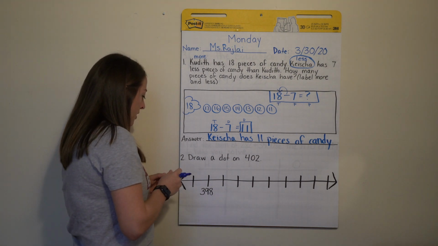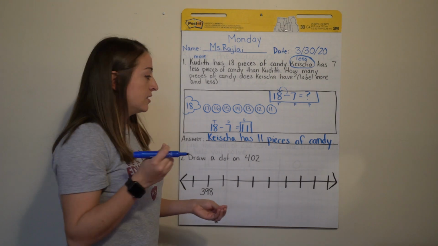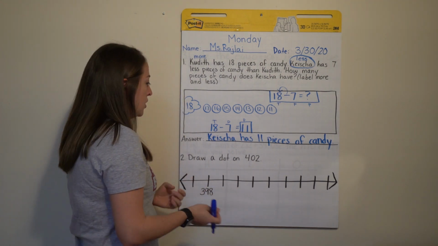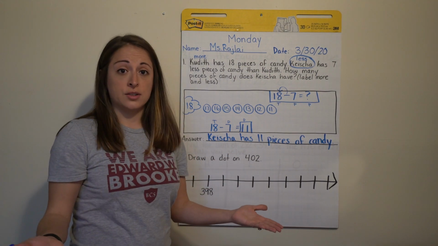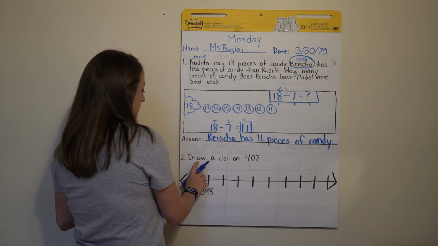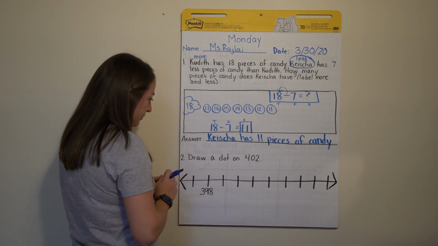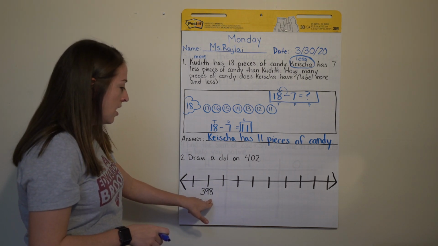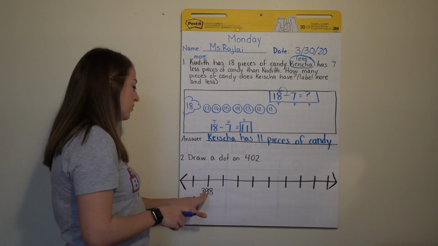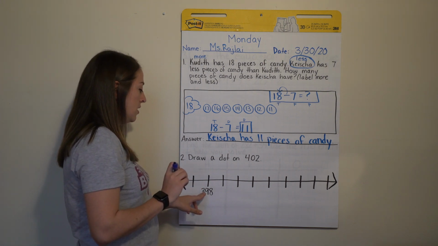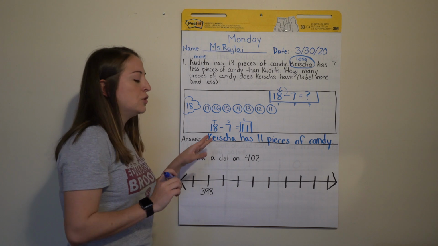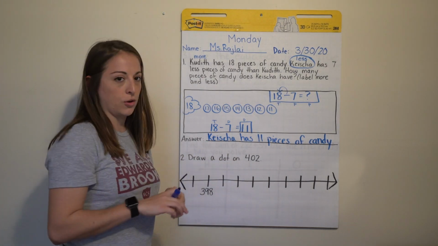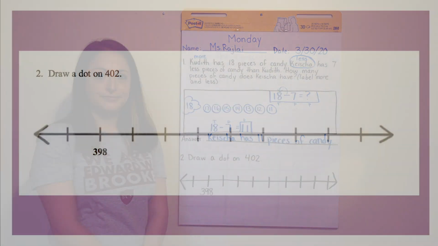Okay, I'm going to move on. Now remember, if you didn't get to finish, you can pause the video so that you have time to draw your picture and to write the directions if you want, okay? So it says draw a dot on 402. Right now we see that we have 398. I want you to take the time to find where 402 would be. As you're making your hops, make sure you label on each line what number you're landing on so that you can stop at 402. You can start that now.